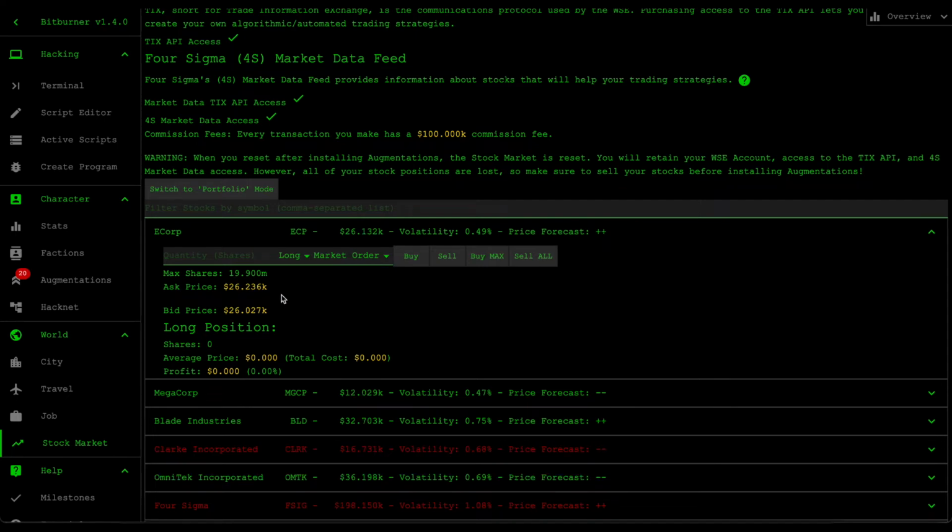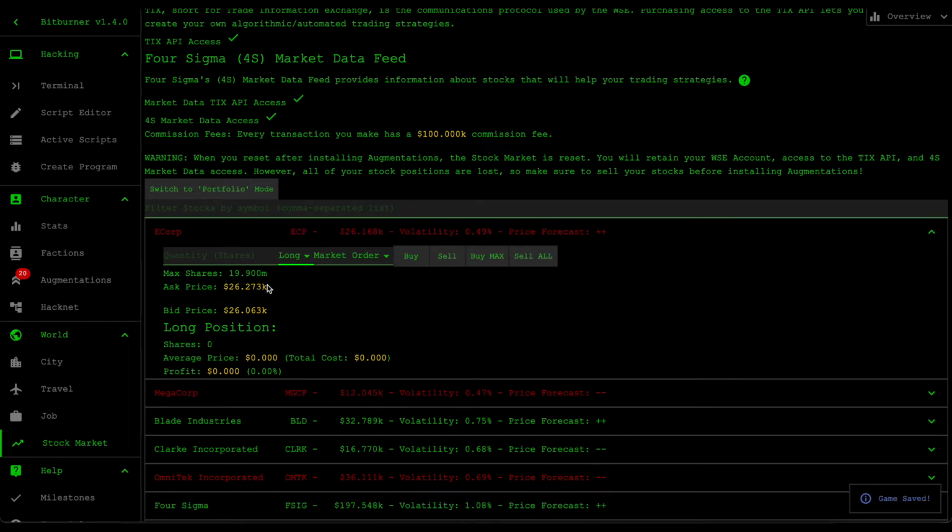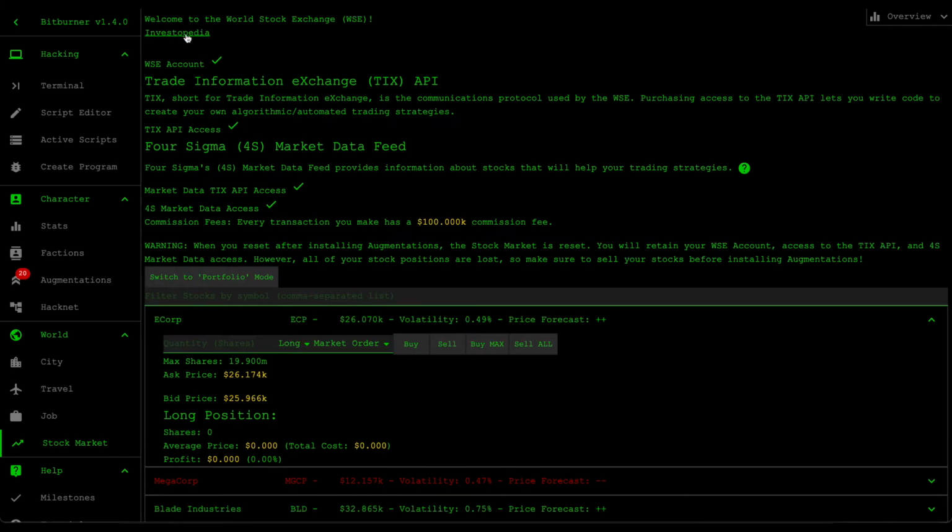So if you're wondering how much your stock costs when you purchase it: if long, you purchase it using the ask price. If short, you purchase it using the bid price. I don't know if that makes any sense. Go do some research. They provide an Investopedia link here for a reason.